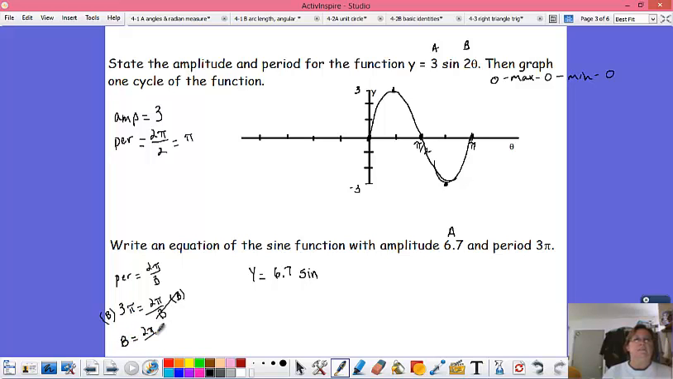2 pi over 3 pi, and the pi's cancel. So b is 2/3. 2/3 theta. There is no phase shift, no vertical shift. So here's our equation. Y equals 6.7 sine of 2/3 theta. All right, good.